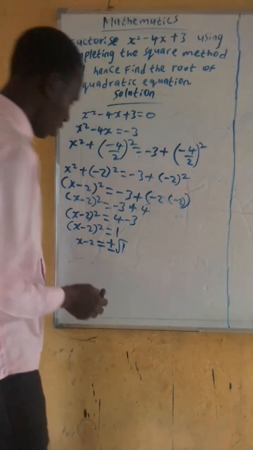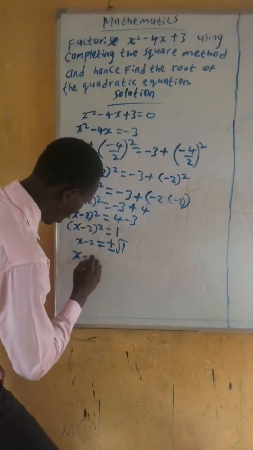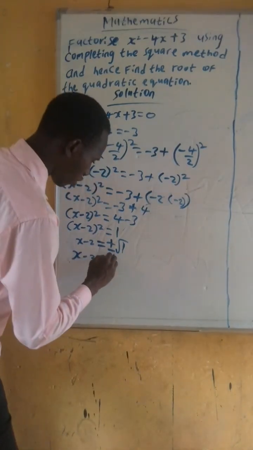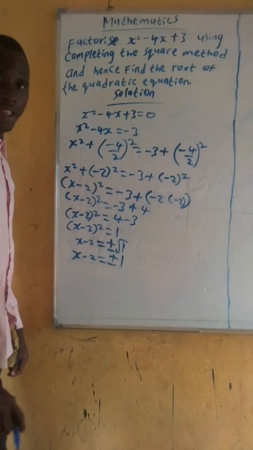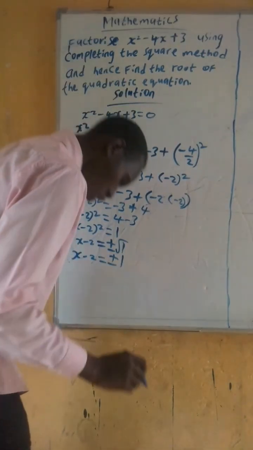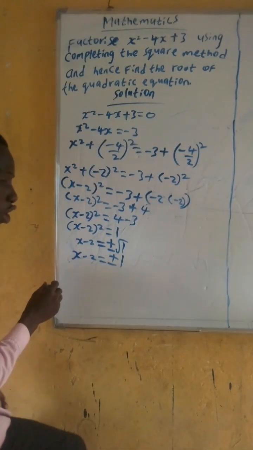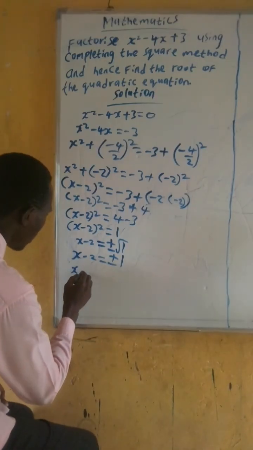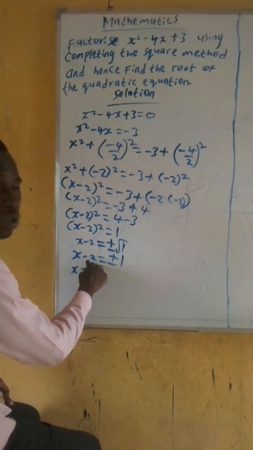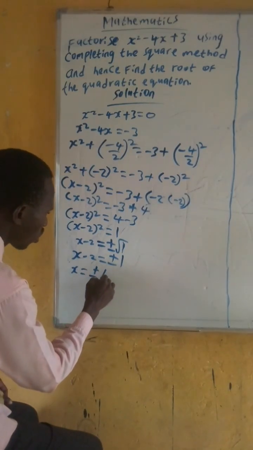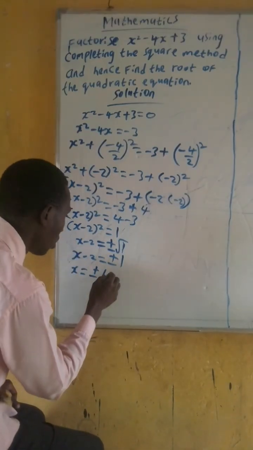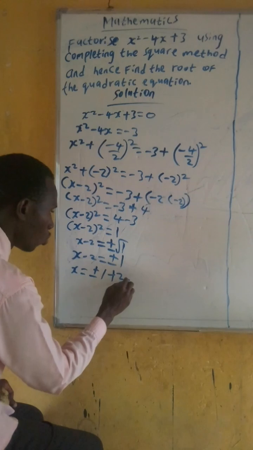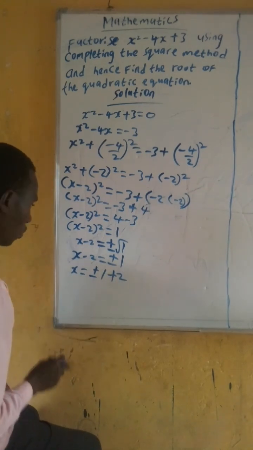So now what next? We are going to have x minus 2 is equal to plus or minus the square root of 1, which is what? 1. Have you seen that now? So what are we going to have next? We are going to have x equal to plus or minus 1. Minus 2 is going to cross the equal sign and become what? Plus, right? Plus 2. Have you seen that now?